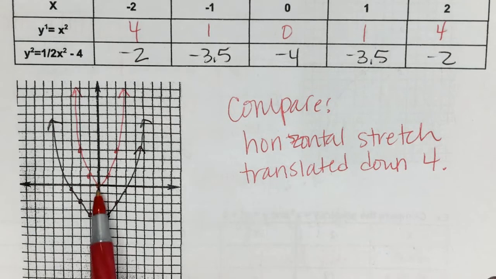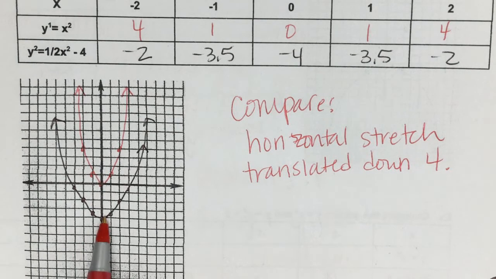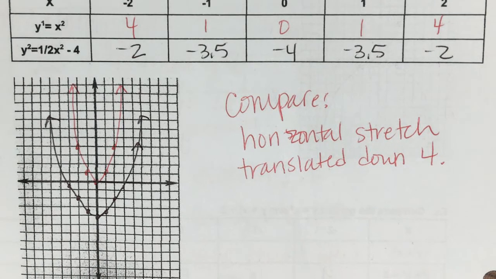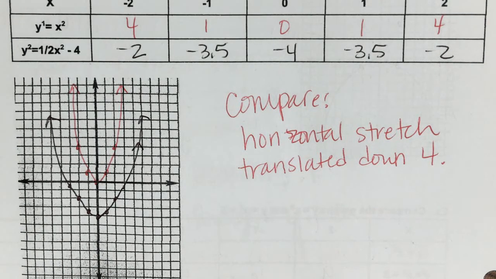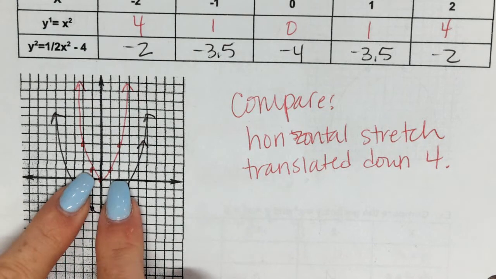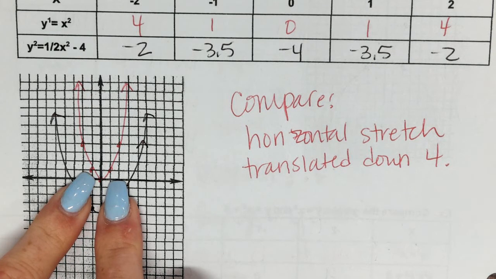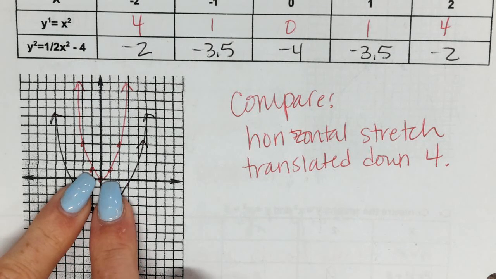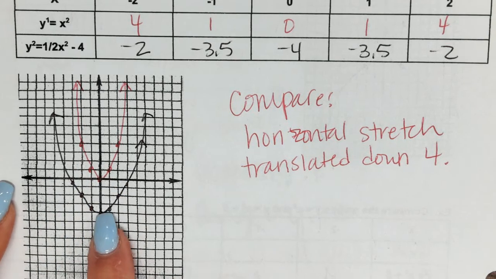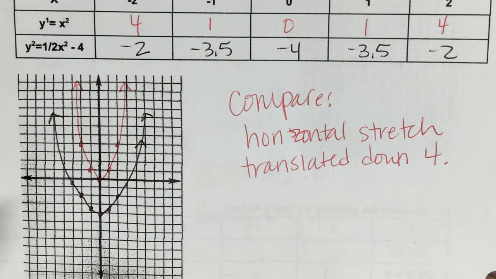Okay, this one has a vertex of 0, 0. This one has a vertex of 0, negative 4. Yes? They both have minimums. Their domains are the same, all real numbers, but their ranges are different, right? This one's range is y is greater than or equal to 0. And this one's range is y is greater than or equal to negative 4.